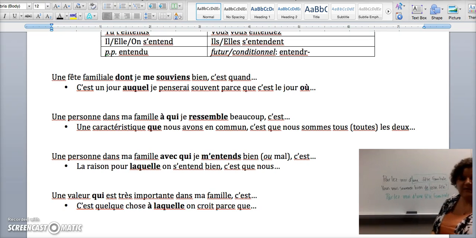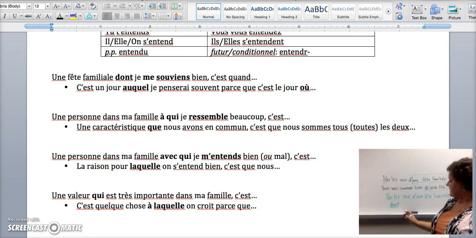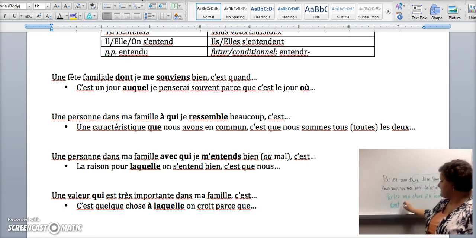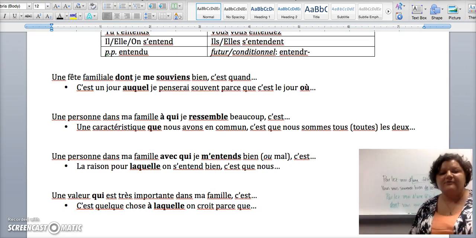I'm keeping the entire first sentence. But then instead of adding that second question to clarify what I want, I can tag this on as a relative clause: "dont vous vous souvenez bien." So, tell me about a family party that you remember well. Okay, so that's the idea of relative pronouns.